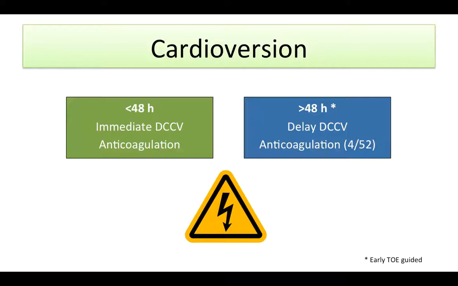So in terms of cardioversion strategy, if the patient presents with symptoms of an onset of atrial fibrillation within 48 hours, then you can really go ahead with an immediate cardioversion. Following which you would assess the patient and start them on anticoagulation. However, if the patient has an onset of more than 48 hours, then it's recommended to delay the cardioversion.